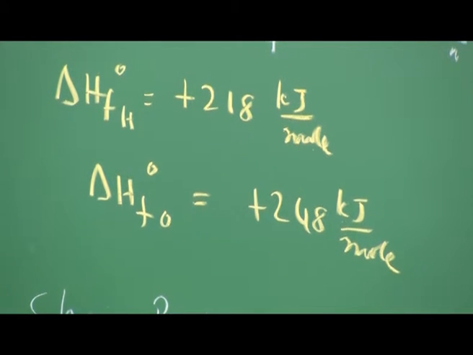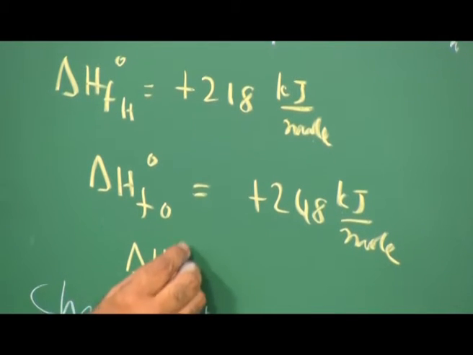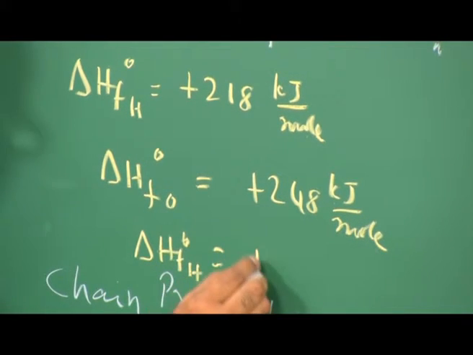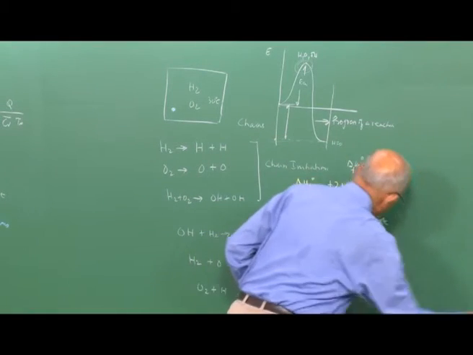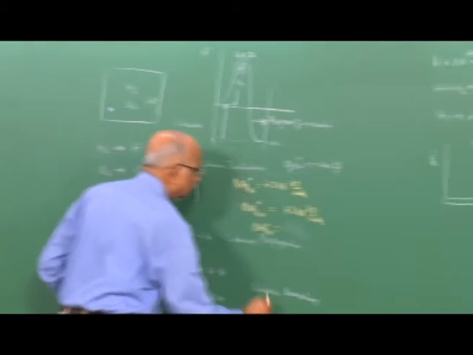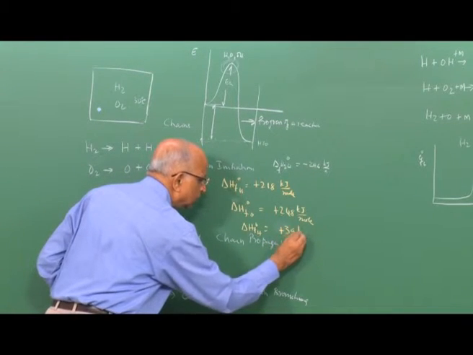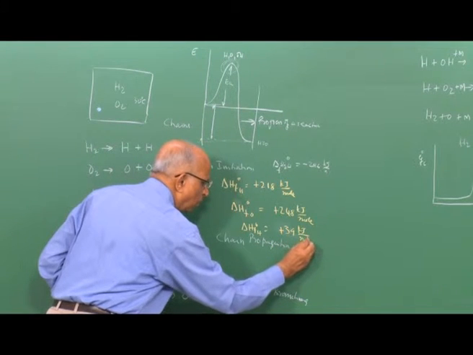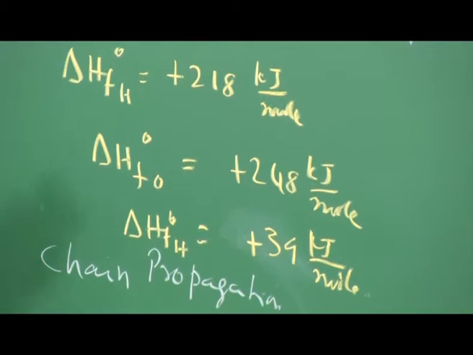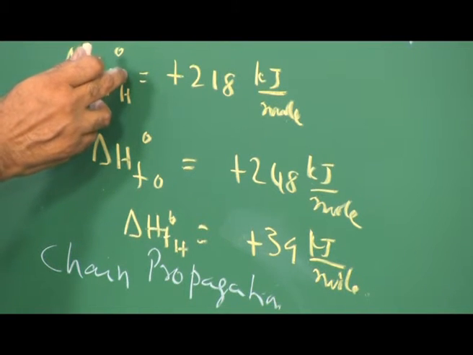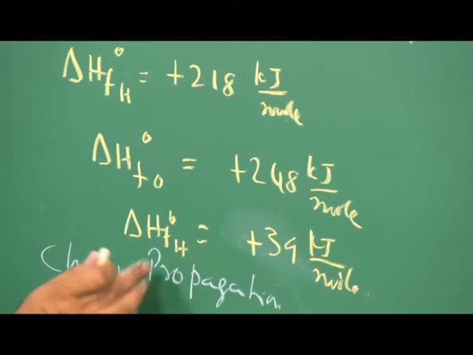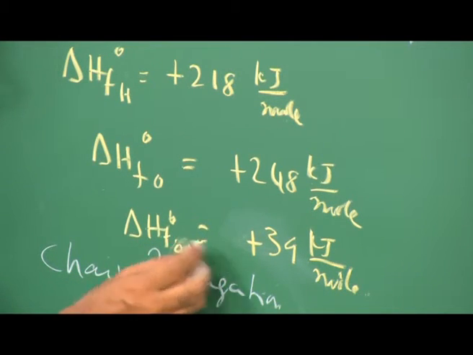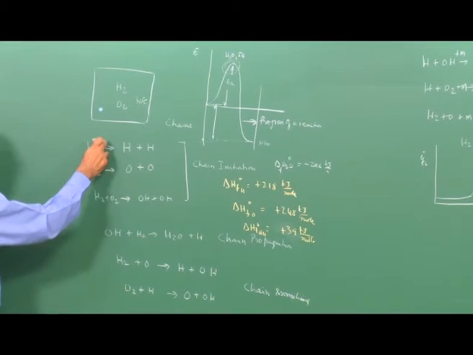and the heat of formation of OH is equal to plus 39 kilojoule per mole. You know, in other words, to form H, I have to supply heat. That means H2 has to be heated to form this. Therefore, the heat of formation of H atom, O atom, and OH are all positive, this being 39. Using this, I can calculate the energy released in this reaction.